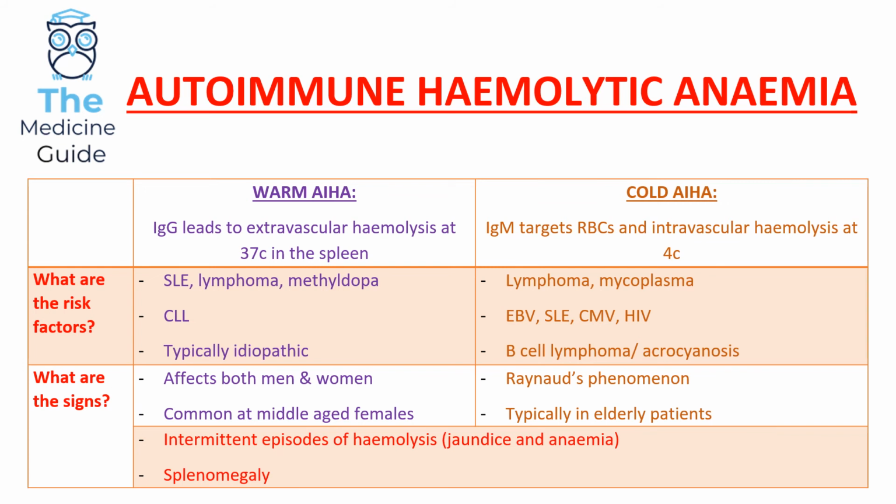Whereas cold autoimmune hemolytic anemia is more commonly associated with lymphoma, mycoplasma infections, Epstein-Barr virus infections, SLE, cytomegalovirus infections, HIV patients, and patients suffering from a B-cell lymphoma or acrocyanosis. Some of the signs which are more specific to cold autoimmune hemolytic anemia involve Raynaud's phenomenon, and cold autoimmune hemolytic anemia typically affects patients who are of an older age.